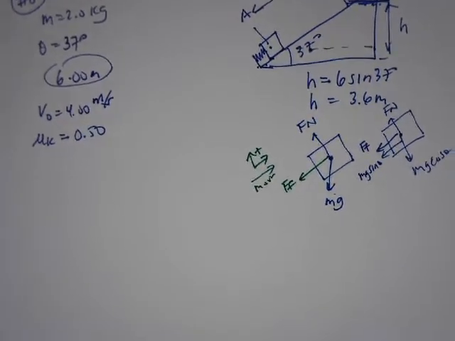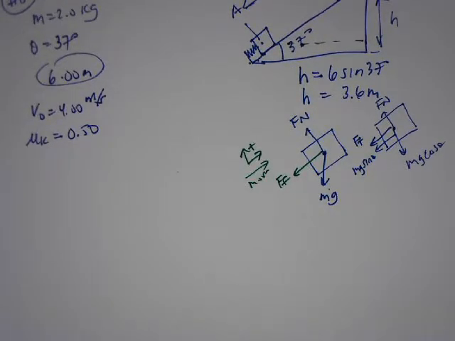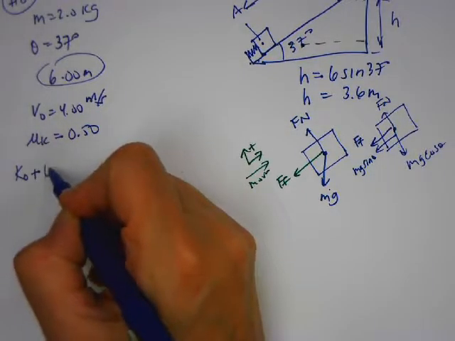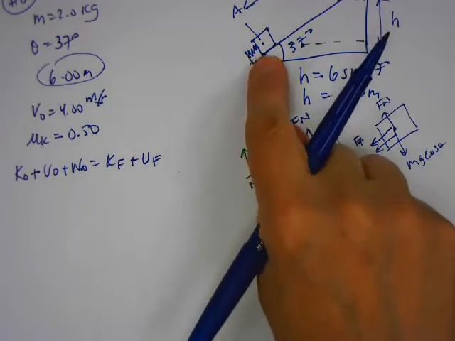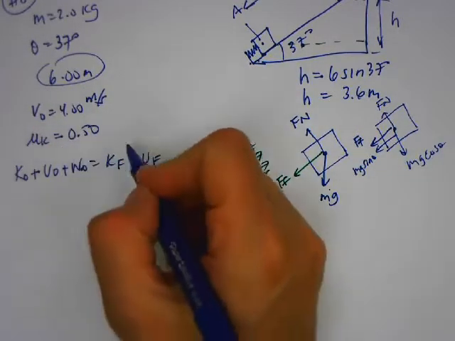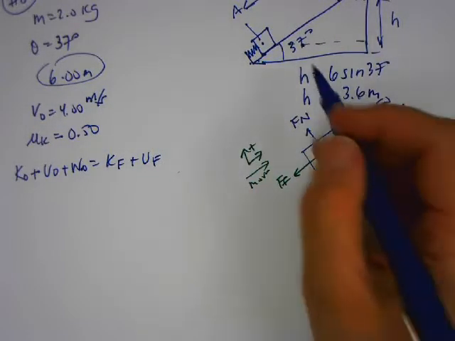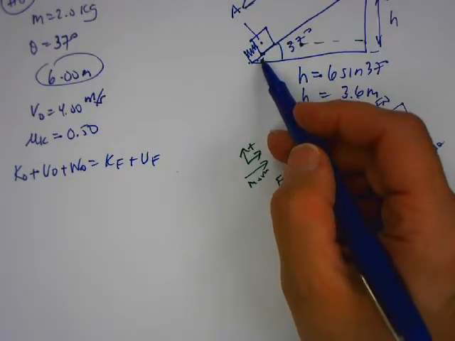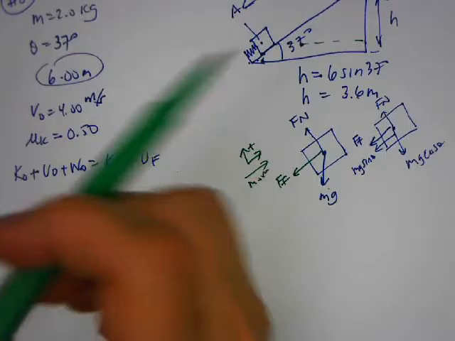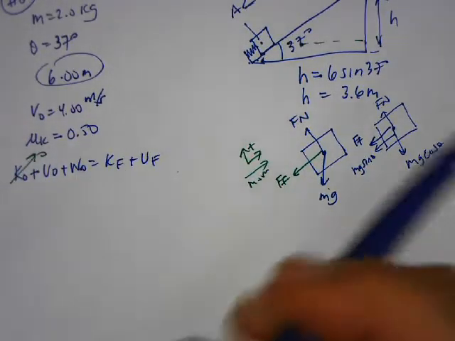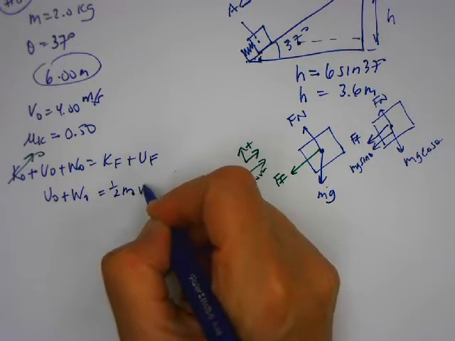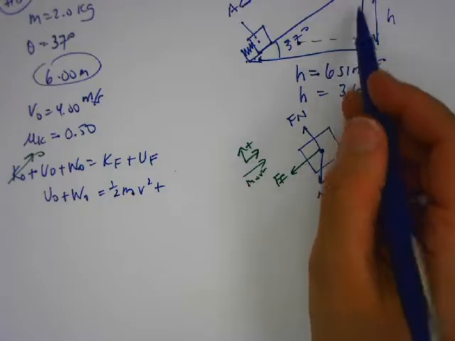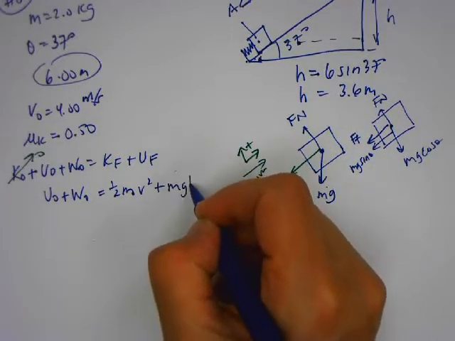Where do I start in this problem? Well, because I know we're doing stuff with friction, we're going to say K naught plus U naught plus W naught is equal to KF plus UF. So this is really like A to B. At this point, when it's compressed, it's all potential energy, so the kinetic is 0. So then we have U naught plus W naught is equal to 1/2 mv squared plus the difference in the height it goes up, mgh.